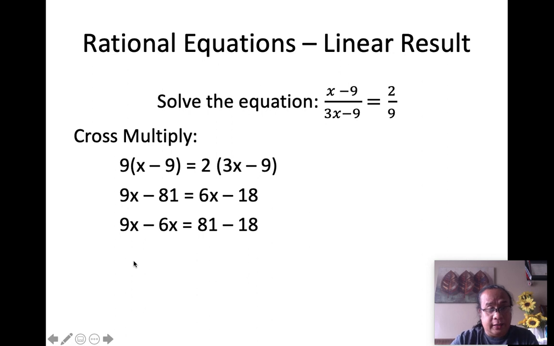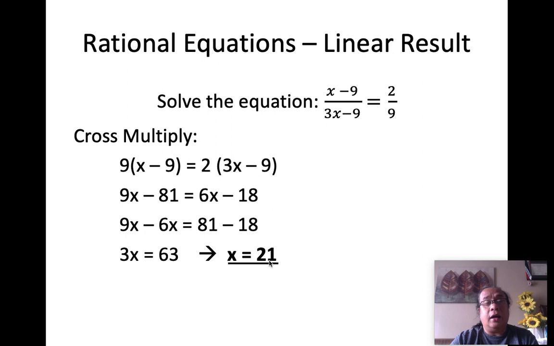Then I just simplify. 9x minus 6x gives me 3x, and 81 minus 18 gives me 63. So 3x equals 63. Then I divide both sides by 3, giving me x equals 21. So that's the final answer.